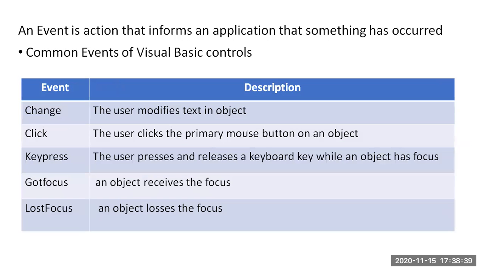Now, an event is an action that informs an application that something has occurred. Some of the common events of Visual Basic controls are Change, the user modifies the text in an object. Click, the user clicks the primary mouse button on an object. KeyPress, the user presses or releases a keyboard key while an object has focus. GotFocus, an object receives the focus. LostFocus, an object loses the focus.